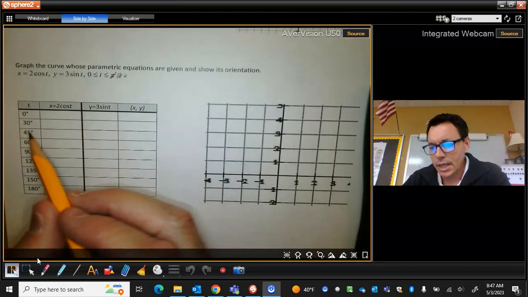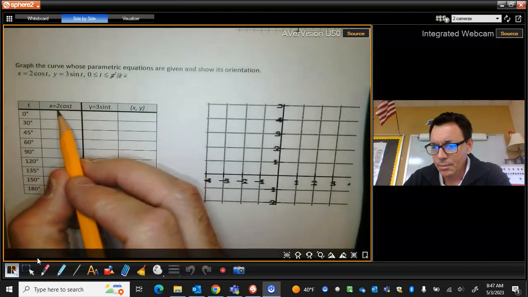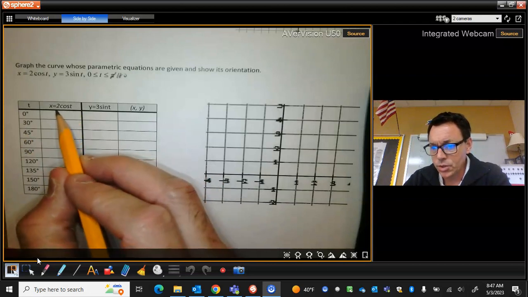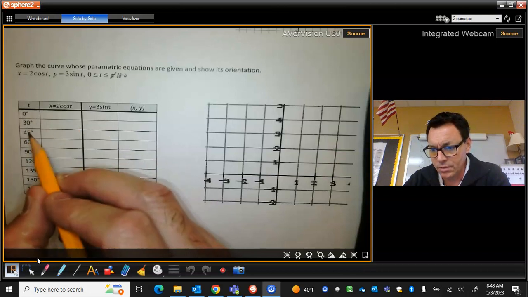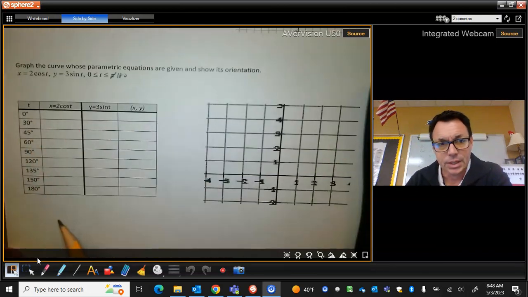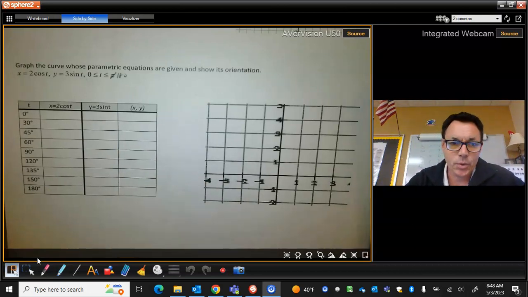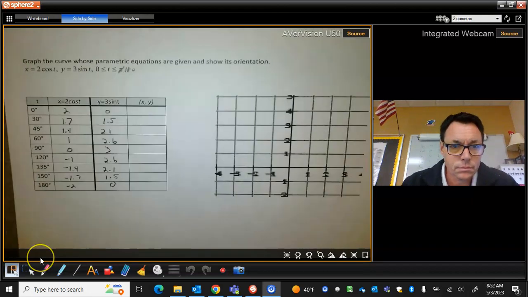So take each of these values and plug them into this equation. So take 2 times the cosine of 0, 2 times the cosine of 30, 2 times the cosine of 45, get that column filled, then come over here and fill this column. Okay? So I want you to try that. I'm going to pause the video, or you should pause the video while you do that.